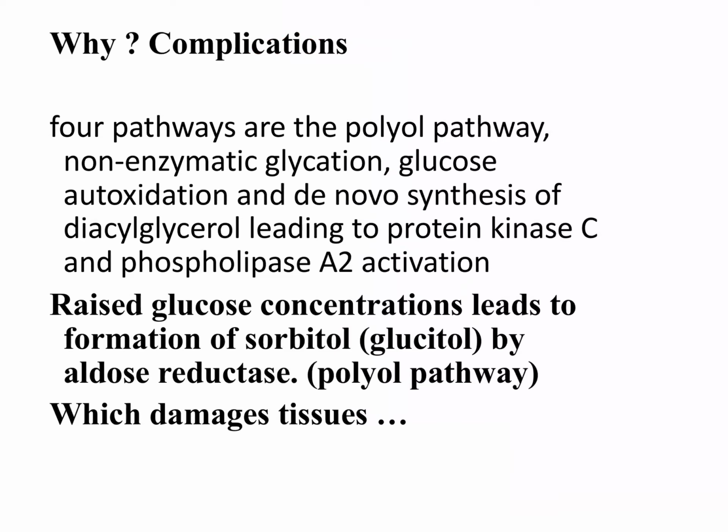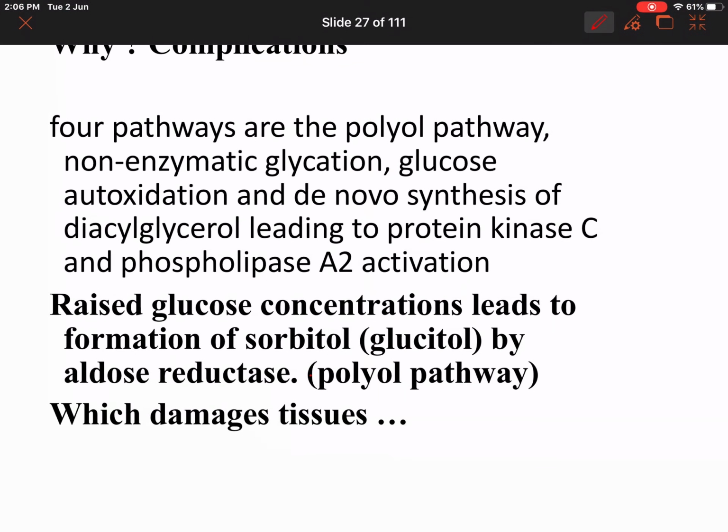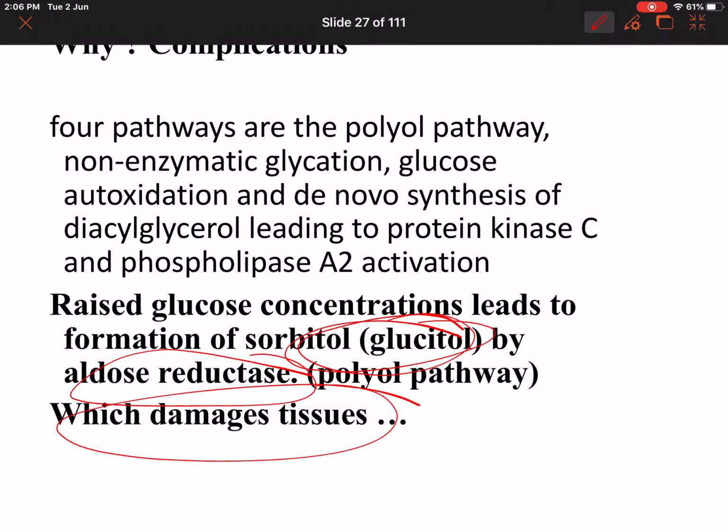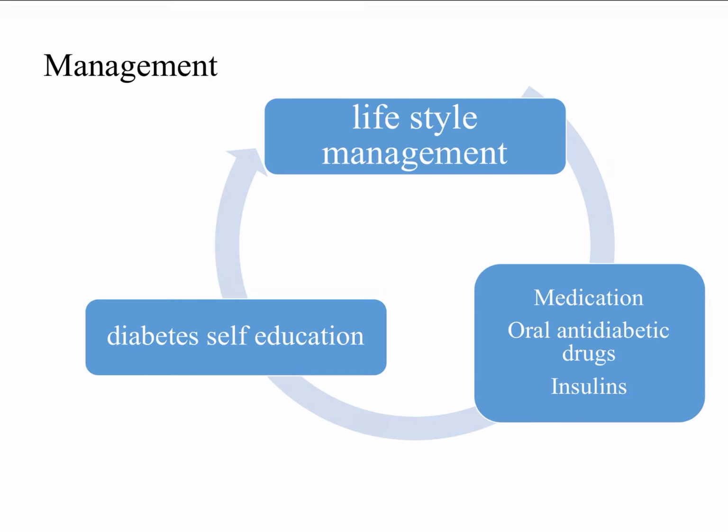So how is increased blood sugar level able to cause all these complications? Increased blood glucose concentrations are going to increase the formation of sorbitol by the aldose reductase pathway. This sorbitol, or glucitol, is going to damage the tissues, especially the endothelium, and it is able to bring out vascular changes. That is why we need to treat diabetes mellitus.